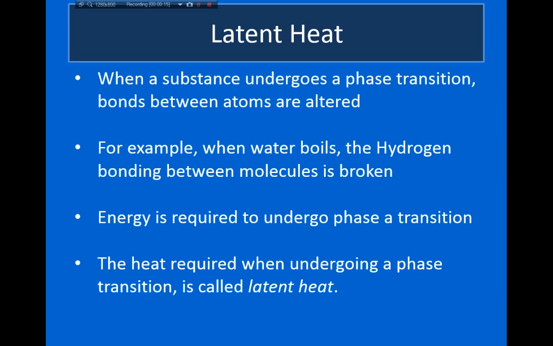Now I want to consider what happens to the temperature of an object when it is undergoing a phase transition. So when substances undergo phase transition, the bonds between the molecules are altered. For example, when water boils, the hydrogen bonding between the water molecules is broken, and energy is required to break these bonds. So as a result, when you start adding heat to an object that is undergoing a phase transition, this heat is going to go into breaking and altering these bonds. The heat that's required to undergo a phase transition is called the latent heat.